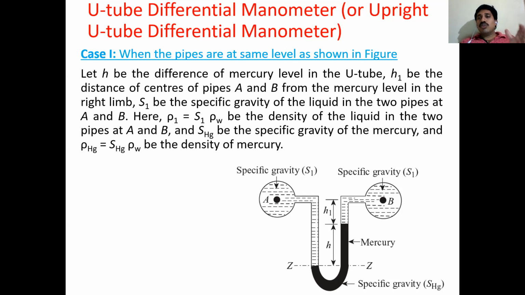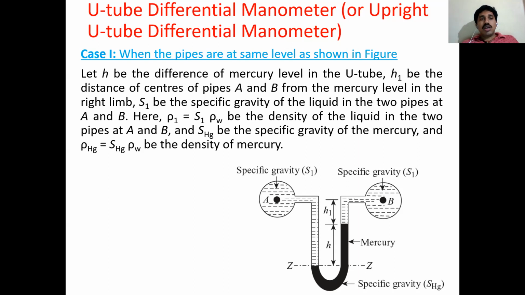So same thing, notation wise I explained here. H is the difference between two mercury levels in the U-tube. H1 is the height of the liquid level, the head from the mercury level on the right limb to the pressure point, that is A or B. S1 is specific gravity of the liquid which is in the left limb or right limb. In both cases we take the same liquid. Sometimes in the problems you may get different specific gravities, then you have to assume S1 and S2 for two liquids.